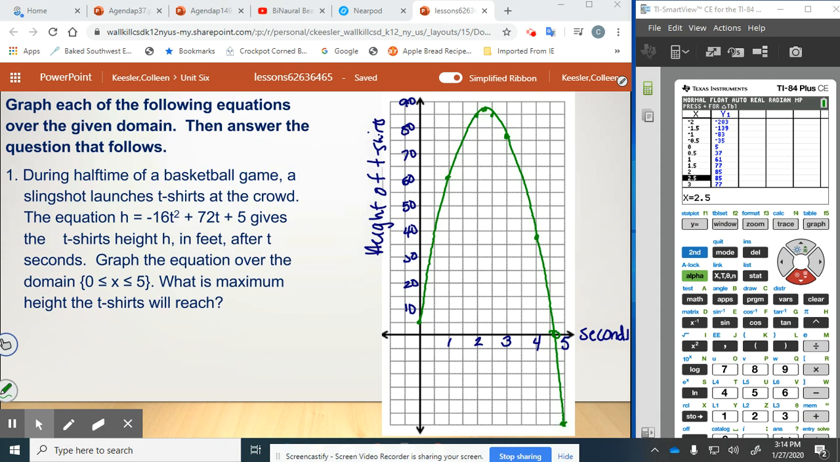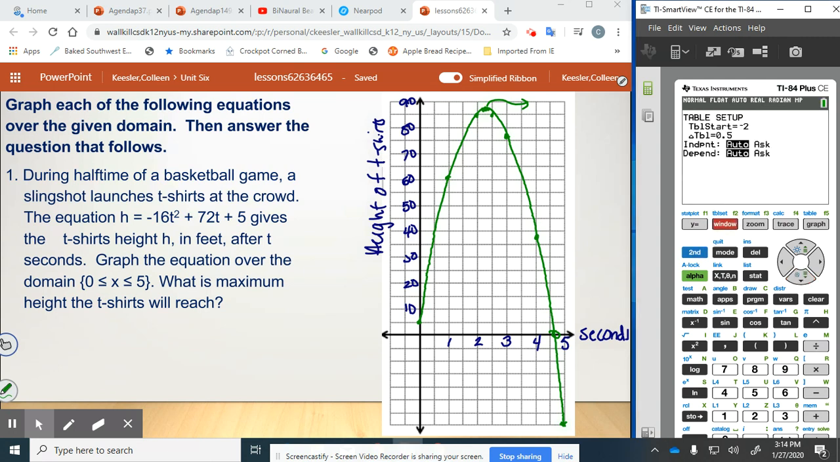All right, so what is the maximum height the t-shirt will reach is what we have to answer here. And we have to think about the vertex in order to get that. So the vertex, again, would be between 2 and 2.5. So we can't assume it's 85. So we actually have to break this down further. Let's change it to 0.25.